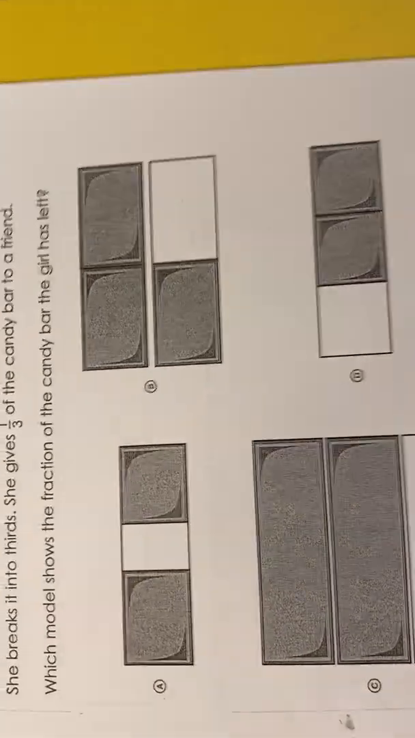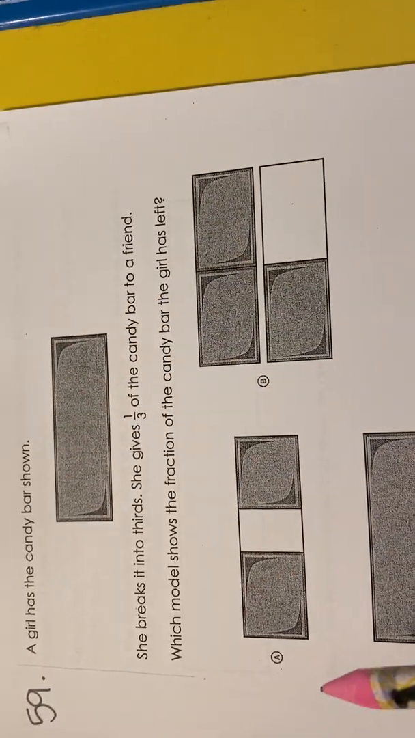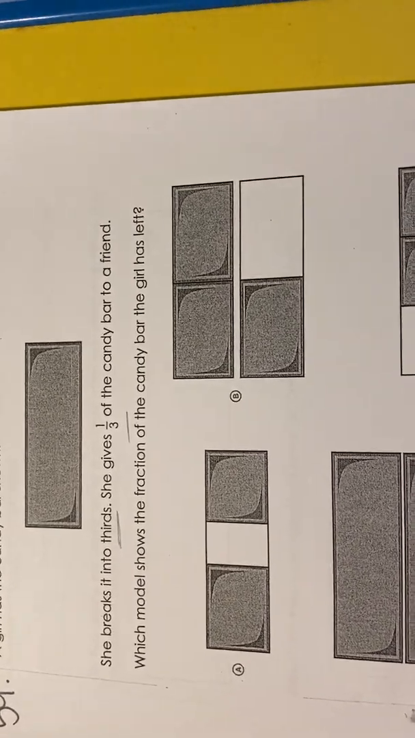Number 59. A girl has the candy bar shown. So this is her candy bar right here. She breaks it into thirds. She gives 1/3 of the candy bar to a friend. Which model shows the fraction of the candy bar the girl has left?